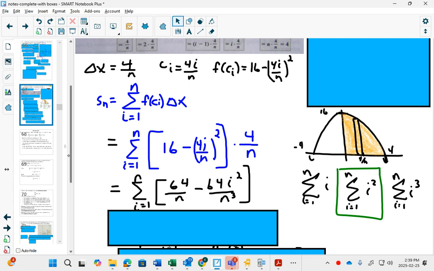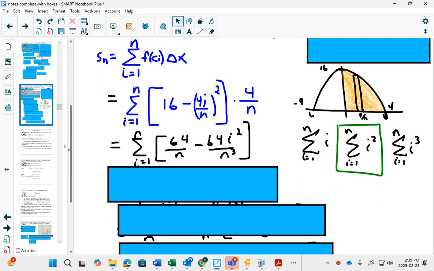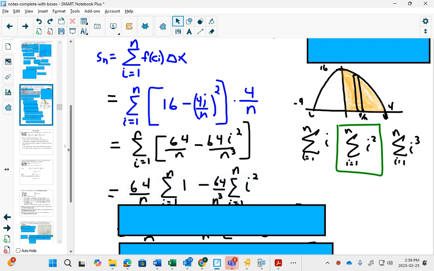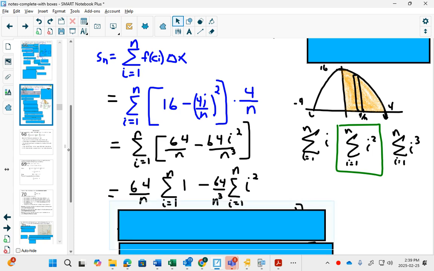We also have to realize that before we send n to infinity, we're imagining n could be any number. So it is a constant. Could be 7, could be 1,000. It's a number. So anytime we have numbers, we can pull them out in front of the sum because they're a constant. So a little bit of algebra I can do. I can pull out a 64 over n out of this one. I can break these sums up separately, and I can pull out the 64 over n cubed out of the second one.